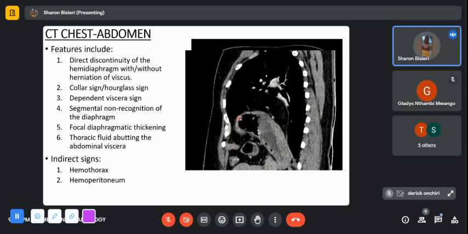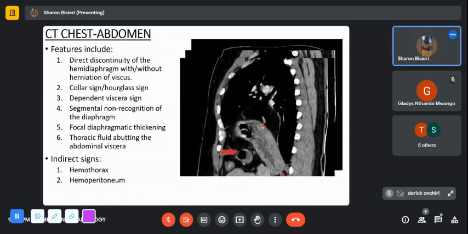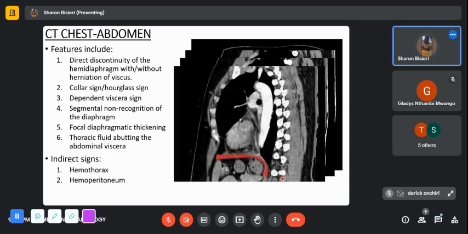And its corresponding part is this posterior part, which is totally separated. You can see the gap is quite big, and we have all this herniated viscera. So this is just an annotated image illustrating the scene. So these red lines are where you expect to have the diaphragm.